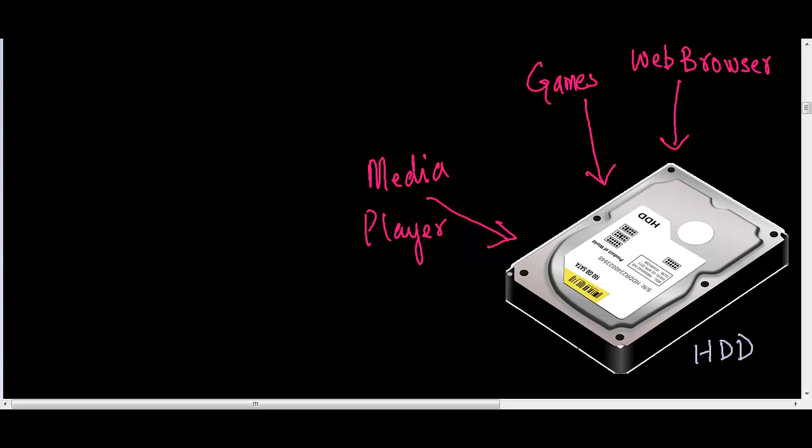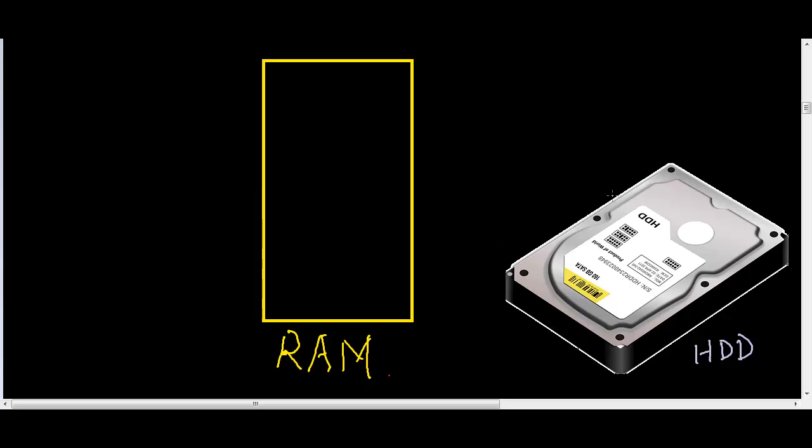What is important to realize is that these applications cannot run on your computer system directly from the hard disk drive. These applications need to be loaded into the RAM before they can run. So if an application lying on the hard disk drive wants to execute on the computer system, it has to be moved from the hard disk drive all the way to the RAM, right?